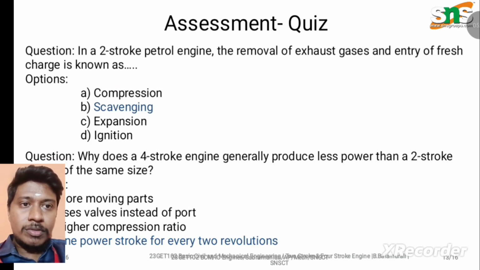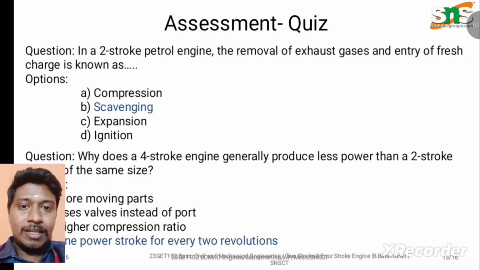In a two-stroke petrol engine, the removal of exhaust gas and the entry of fresh charge is known as scavenging, compression, expansion, or ignition? It is called scavenging. Why does a four-stroke engine generally produce less power than a two-stroke? Because they have more moving parts such as valves instead of ports, a higher compression ratio, or a power stroke for every two revolutions? The correct answer is a power stroke for every two revolutions.